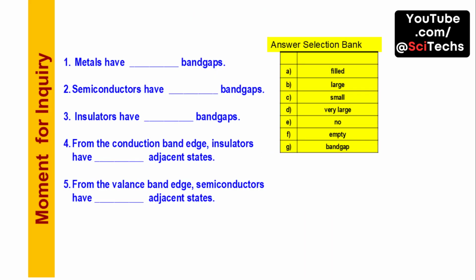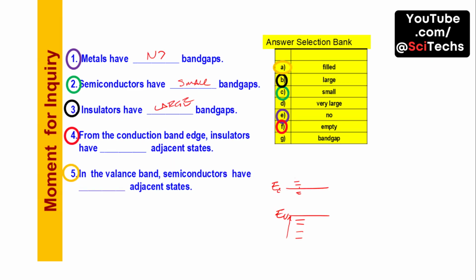Let's test your understanding. Fill in the blanks with the correct terms related to band gaps and adjacent states in metals, semiconductors, and insulators. Here are the answers to the inquiry. Metals have no band gaps, semiconductors have small band gaps, and insulators have large band gaps. From the conduction band edge, insulators have no adjacent states, while semiconductors have adjacent states from the valence band.